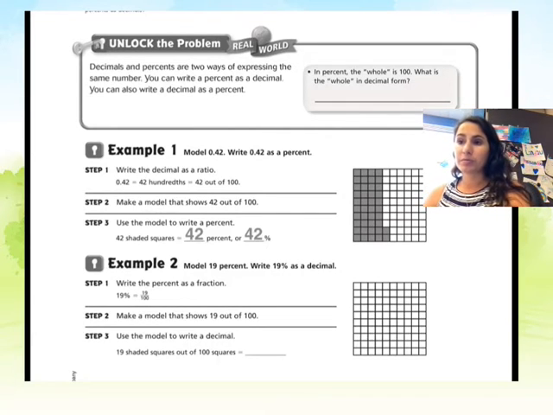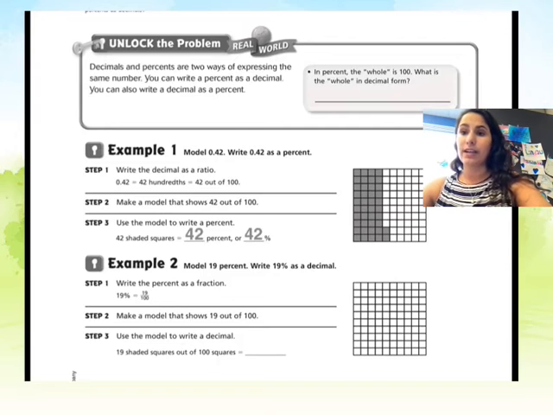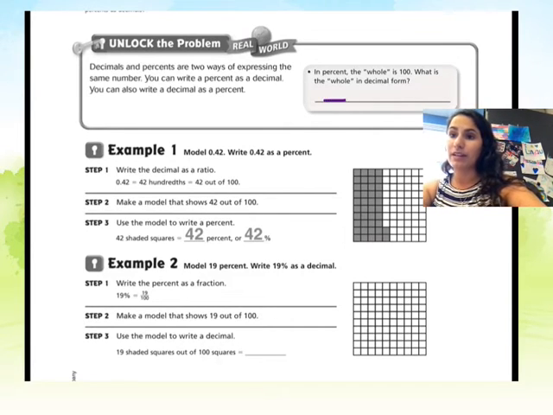The Unlock the Problem section says, decimals and percents are two ways of expressing the same number. You can write a percent as a decimal. You can also write a decimal as a percent, which we did a little bit in our project last week, so we're just going to build fluency with that today. In the percent, the whole is 100. It's out of 100%. What is the whole in decimal form? Well, if we're talking about hundredths, or any decimal for that matter, the whole is going to be one whole, which we've talked about in the past, so it's going to be just one whole.